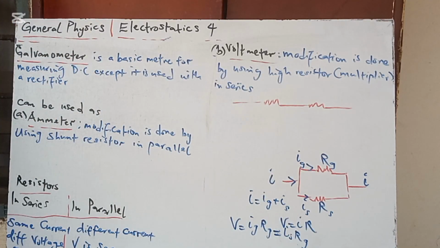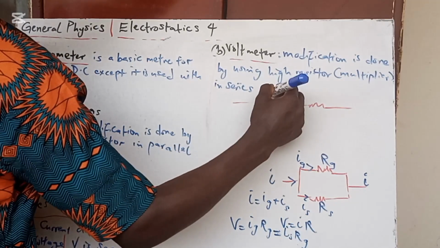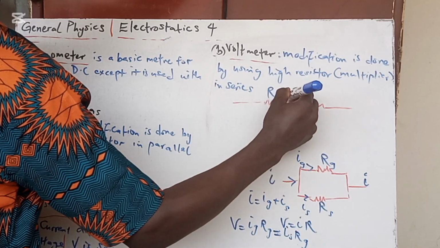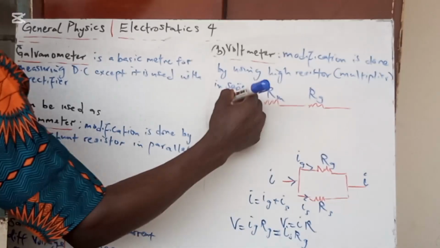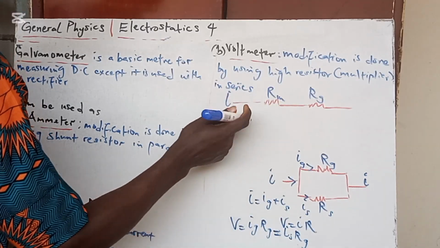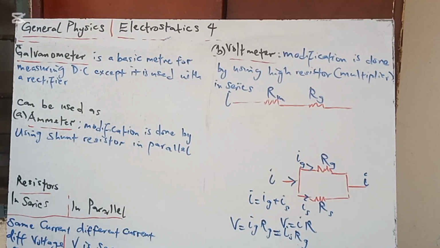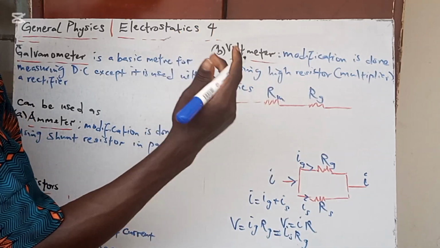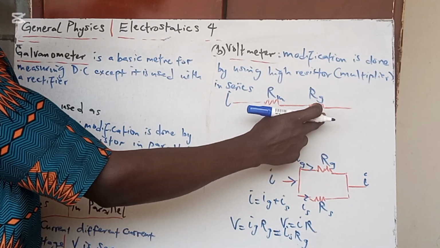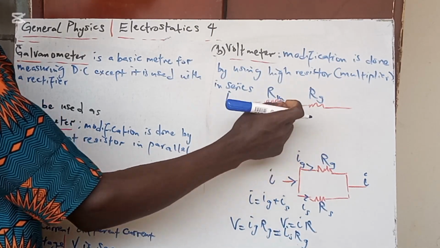So we have the resistor of the multiplier, we also have the resistor of the galvanometer. And we have the current. You see that the same current will flow. And if the same current is flowing, that means only the resistance will be different in the two forms. So if you want to calculate the equivalent resistance for this, it's going to be the sum.